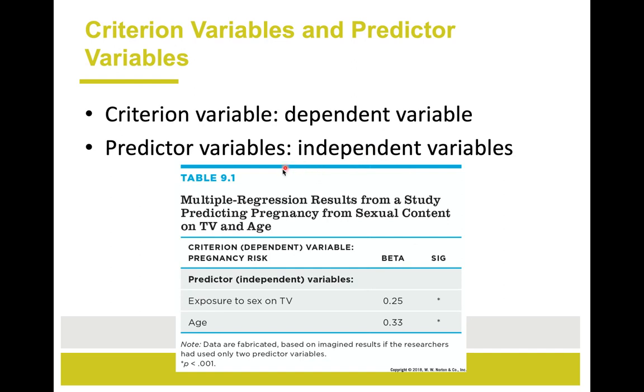So we want to think about speaking about these multiple regressions in terms of the criterion variable, which is our outcome, our dependent variable, and the predictor variables, which are our independent variables that we predict are quote unquote doing the causing. So here we have predictors, exposure to sex and age, and our outcome criterion, pregnancy risk.